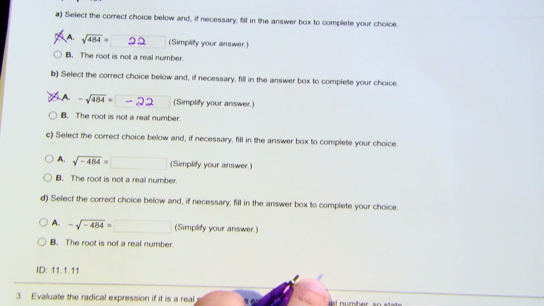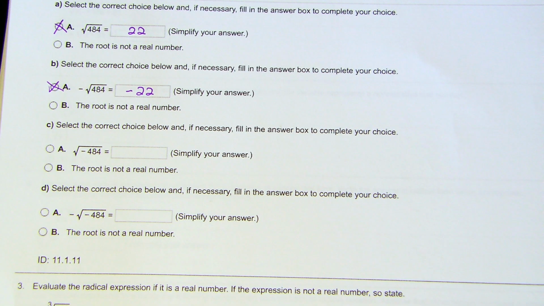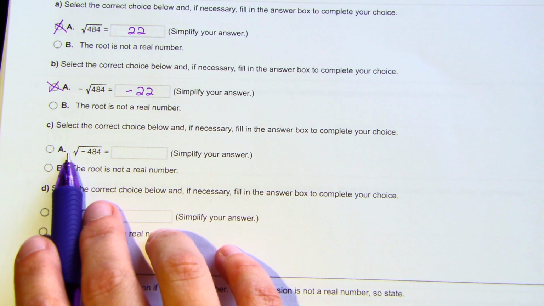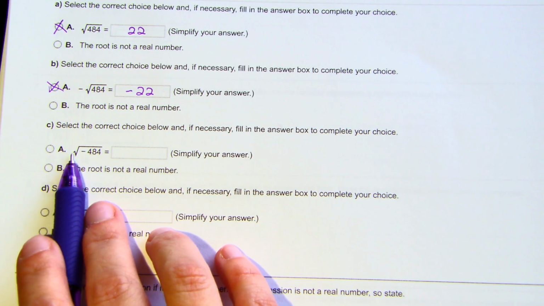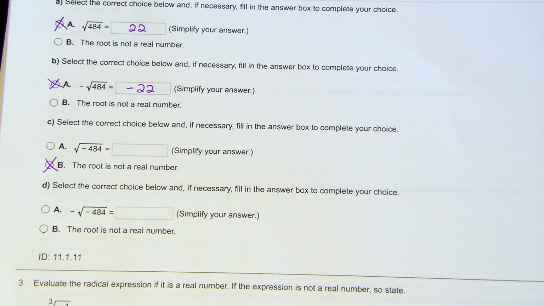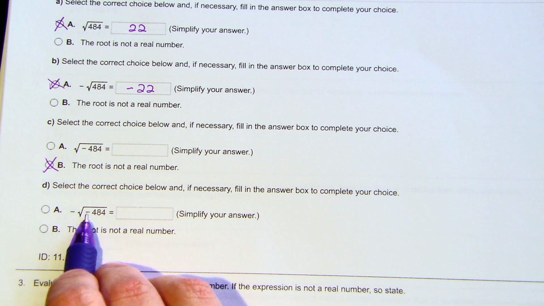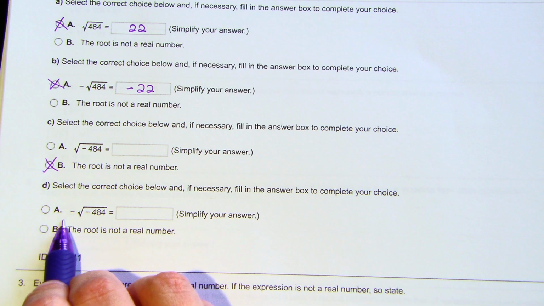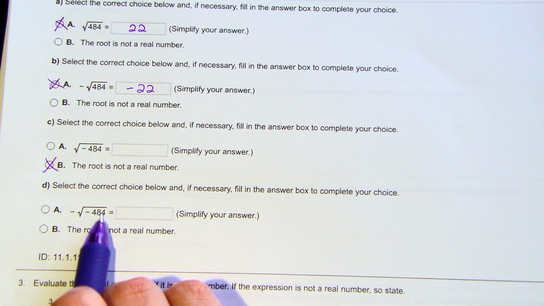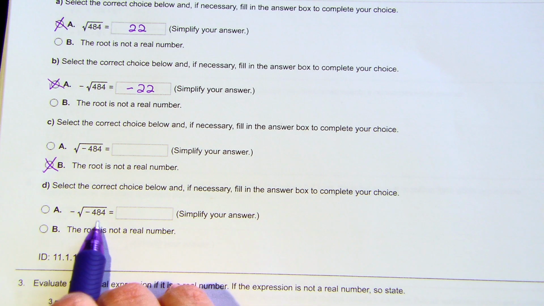Now C is a totally different problem, because C has the negative under the radical. We can never have a negative under an even-rooted radical and still produce a real number. We can't. So the root is not real. Same thing is true for D. Again, we have the negative under the radical. And you cannot say, oh, well, we have a negative outside and a negative inside, that means they're going to cancel out. No, it doesn't. It's not a set of parentheses where you can multiply through your radical like that. It doesn't work like that at all. You have to resolve the radical first and then apply the negative that's on the outside. But we can't resolve this radical because there's a negative underneath it. So again, it is not a real number.